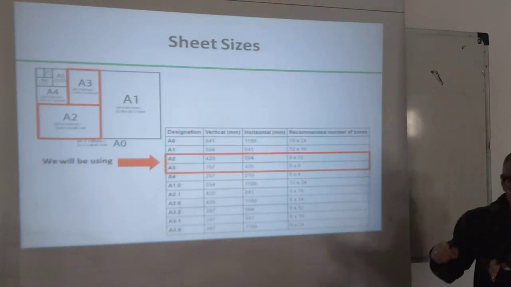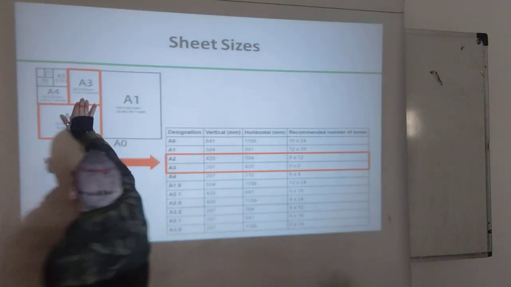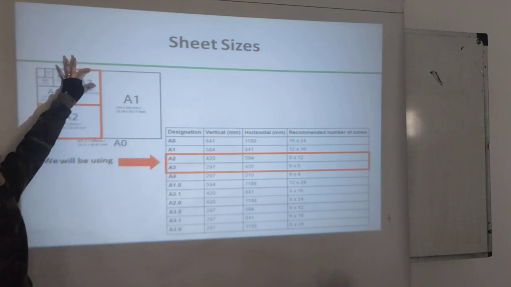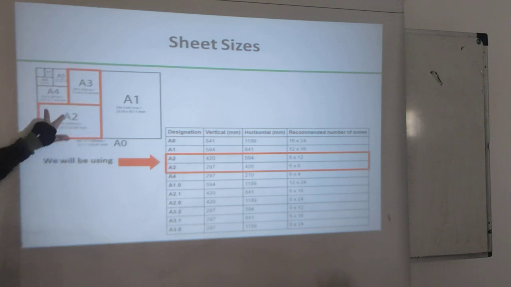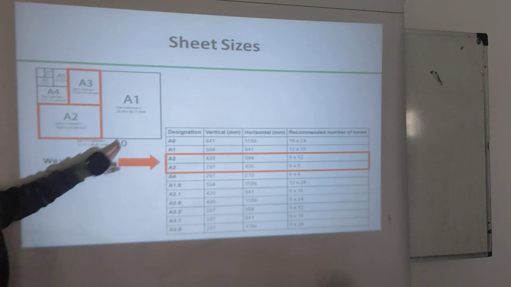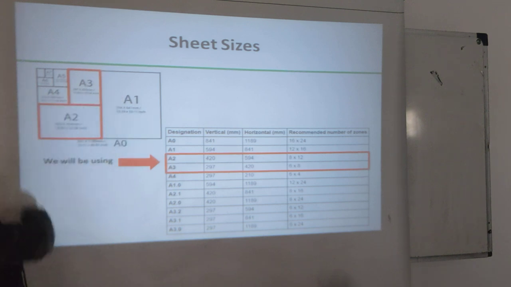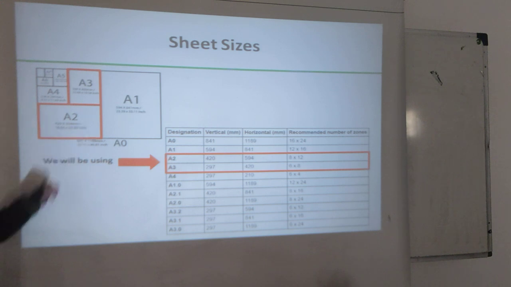Here, we can see the different sheet sizes. We have the A3, which we will be using. It's double the A4, exactly 2 A4s make A3. Exactly 2 A3s make the A2, and then 2 A2s make the A1, and then we have A0, okay? We will be using mostly this and this, this semester, okay?